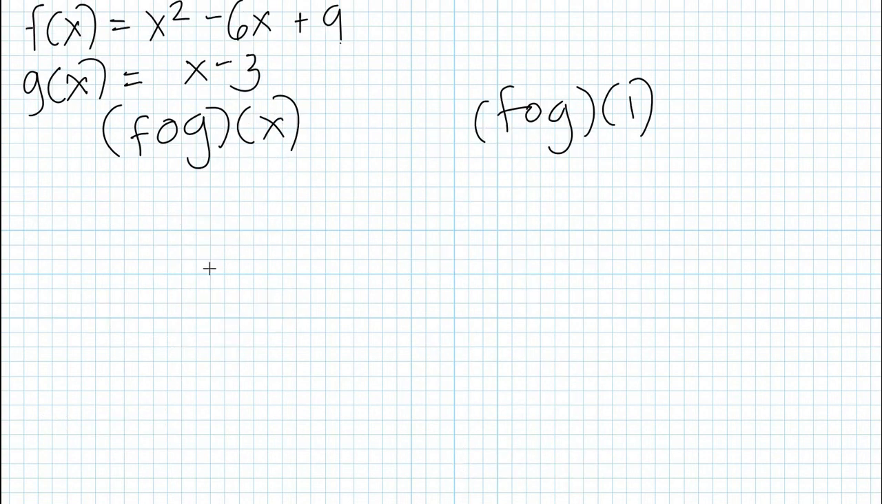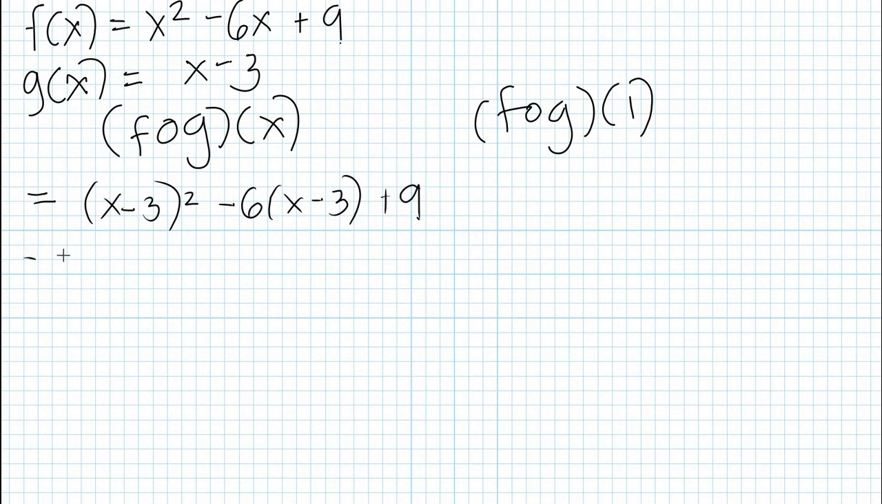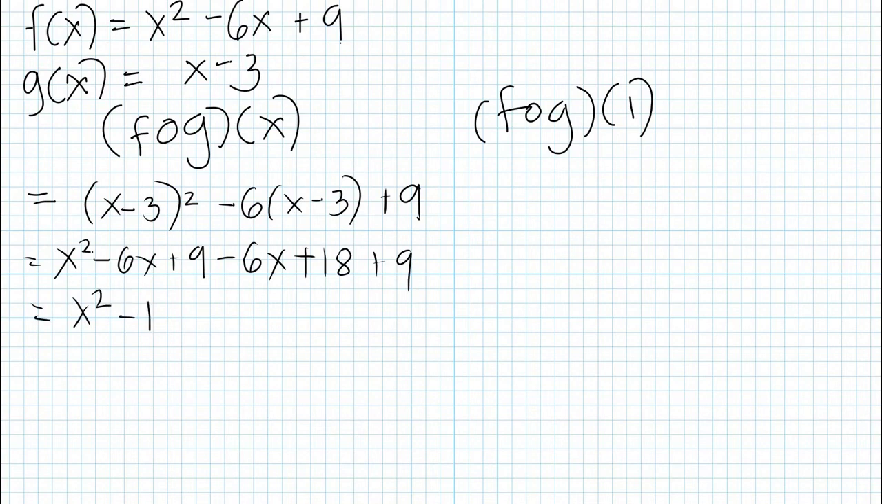Now let's try f of g of x. So we will put in x minus 3 to the x's in f of x. So that means x minus 3 squared minus 6 times x minus 3 plus 9. So if we simplify the first terms, that will be x squared minus 6x plus 9, then distribute 6, so that's -6x plus 18 plus 9. And then we combine the similar terms, so that's x squared minus 12x plus 36.